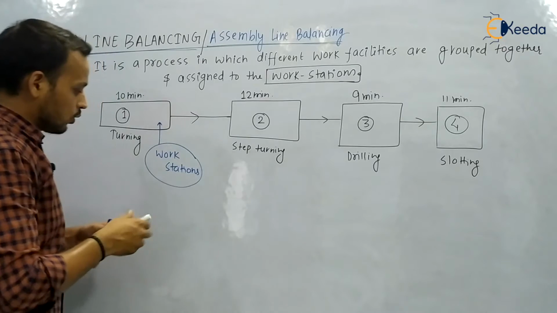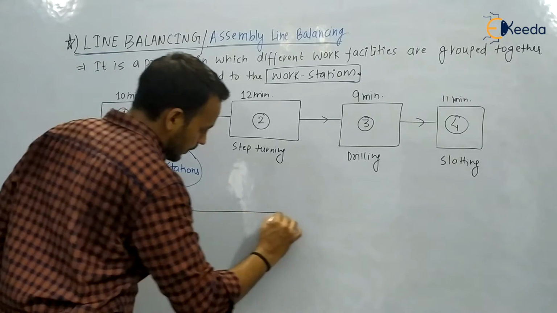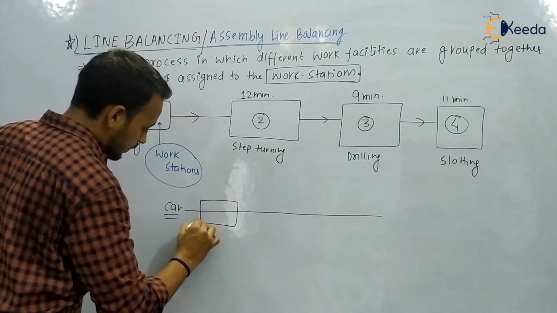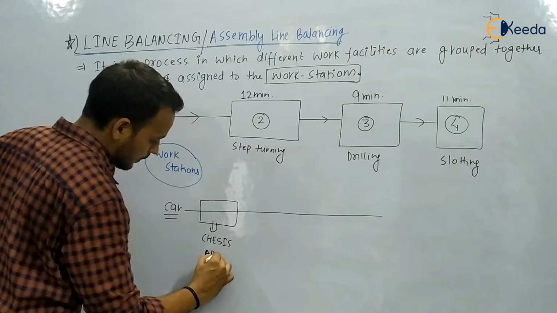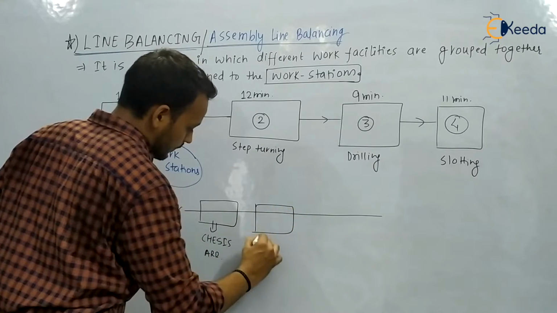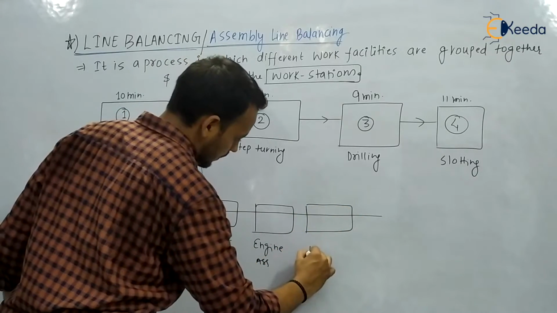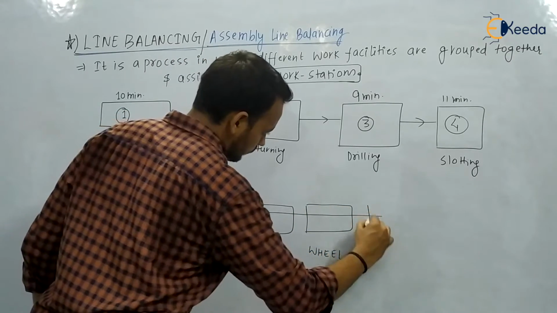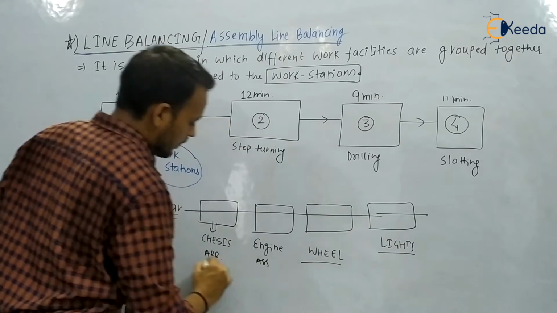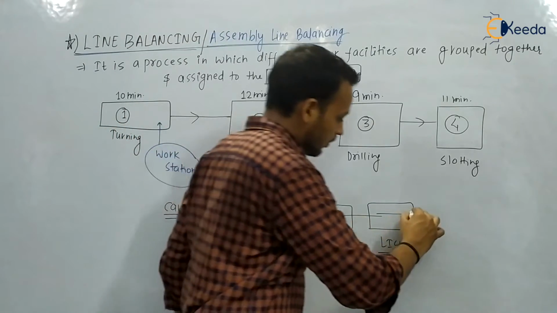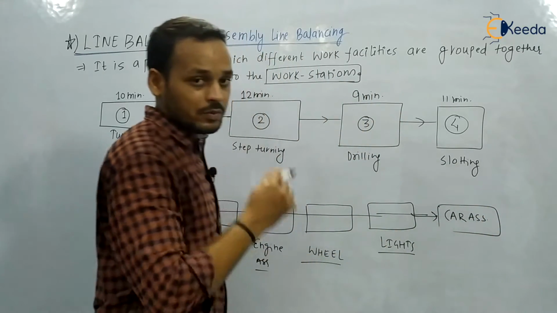Suppose we are going to make a car. We are going for car manufacturing, so we will move in a step by step process. The first will be chassis assembly or arrangement. The second will be engine assembly. The third one will be wheel assembly. Then lights, seats, everything. After doing all these things, the final car assembly will be completed.